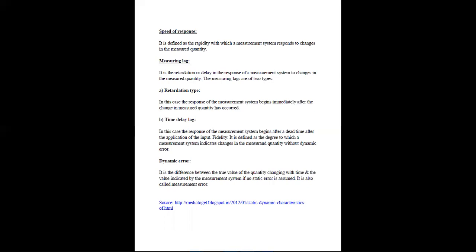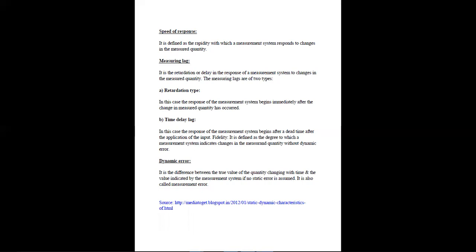Second one is measuring lag. It is the retardation or delay in the response of the measuring system to change in the measured quantity. It means there is some delay in your output. This is called measuring lag. These are of two types: retardation type and time delay lag.